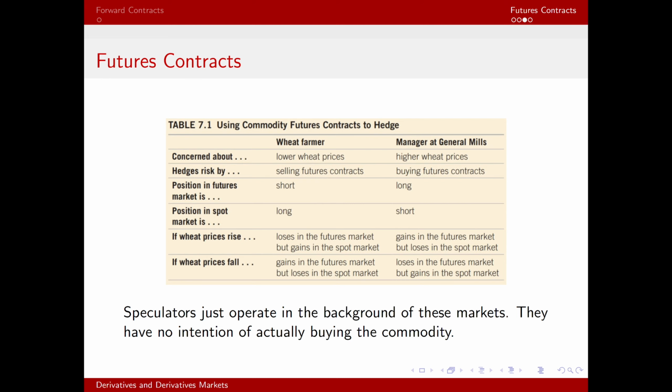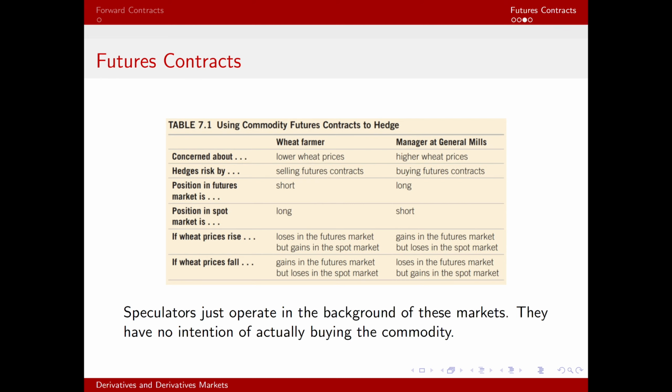They're concerned about higher wheat prices, so they want to buy futures contracts so that they are net long in the futures market and they are net short in the spot market position. So if we go back, let's say that the price for a bushel of wheat goes down by $1. Then the wheat farmer would lose $1 per bushel of wheat that they sell.